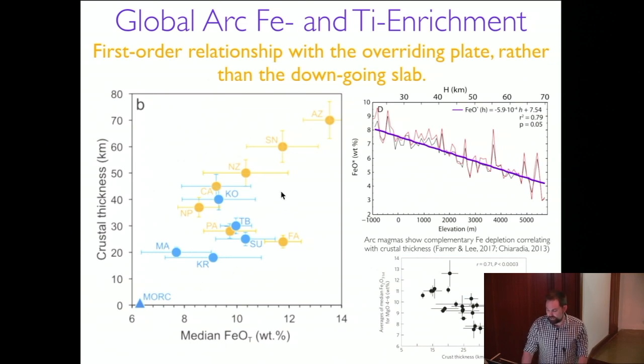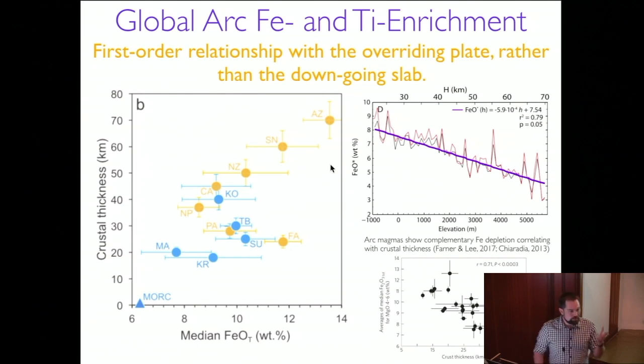and the real key point here is that this suggests to us that there's a key relationship, not between something happening in the downgoing slab, but rather something in the overriding plate. So it's the crustal thickness which seems to be creating differences in cumulate and magma compositions. And so that immediately suggests that all the source models are not as robust as they may seem, right? Because there's clearly a control in crustal thickness which has to do with the overriding plate.